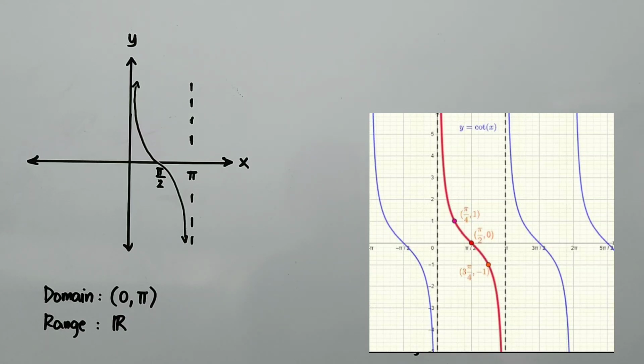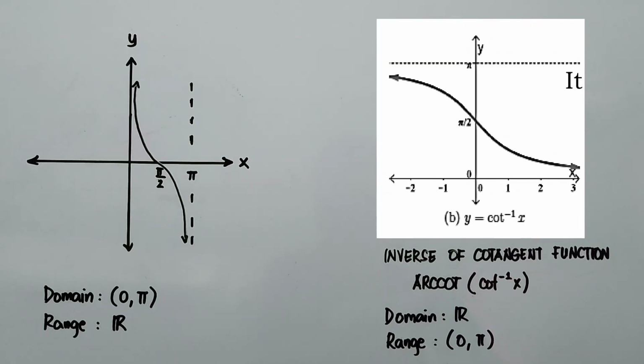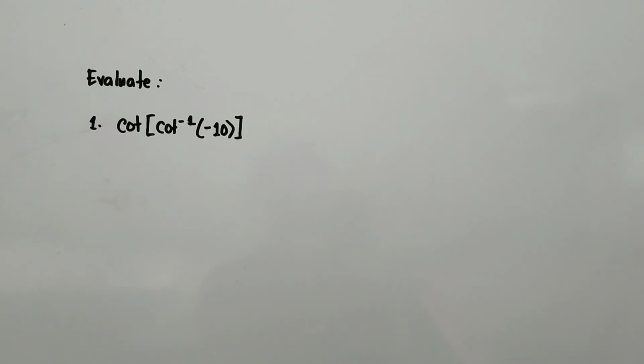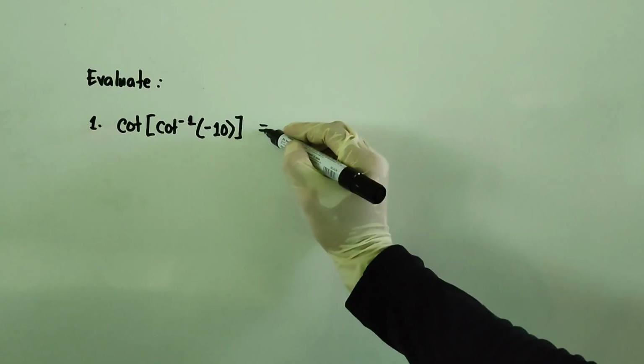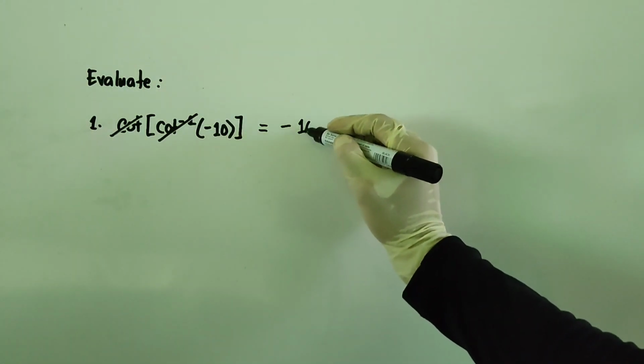The graph on the left is just a portion of the graph of the cotangent function. The domain here is from 0 to pi, excluding 0 and pi, so that is an open interval. And the range is the set of real numbers. And for the inverse of the cotangent function, or the arc cot, the domain is the set of real numbers and the range is from 0 to pi. In quadrants, 0 to pi is situated in quadrant 1 and quadrant 2. To evaluate cotangent of the arc cot of -10, just simply cancel cot and the arc cot. So the answer here is -10.